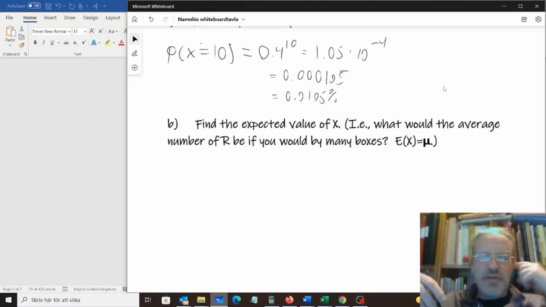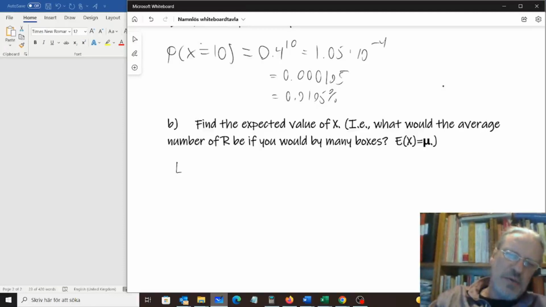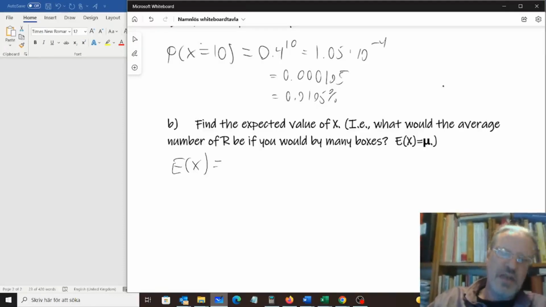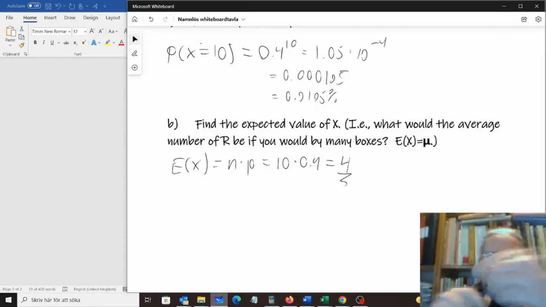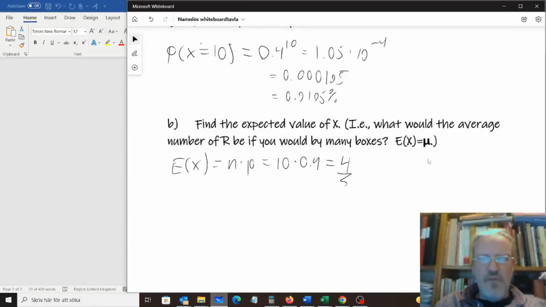Yet again, we don't need to think about this as a binomial distribution, just how many reds would you expect. And since we buy 10 candies in one box, and the probability to get a red is 0.4, our expected value of x is simply the number of trials times the probability that you get success. In this case, that would be 10 times 0.4, or simply 4. So we expect to get, on average, 4 red candies.